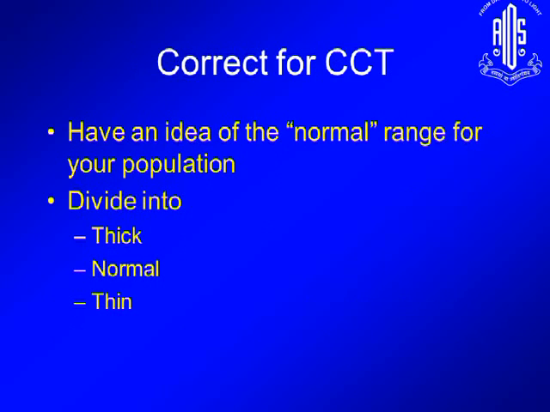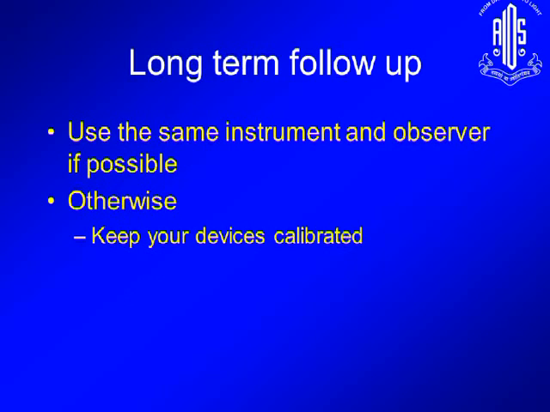Have an idea of the normal range of the central corneal thickness in your population. It tends to vary between rural and urban populations, and you should know where your patient falls in any of these 3 categories. When you're looking at long-term follow-up, as far as possible, use the same observer. If you can't use the same observer, try and use the same instrument, because inter-instrument differences do occur, and they will have an implication on your management. If you cannot manage to do that, and even if you can, make sure that all your devices are calibrated.